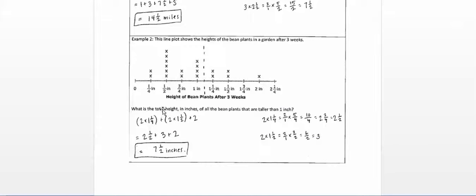Here we're asking what is the total height in inches of all the bean plants that are taller than 1 inch. So what I would do is draw a dotted line down the number line where we say 1 inch. So we're only looking at these 5 values. And then again, I have 2 values that are 1 1/4, 2 values that are 1 1/2, and 1 value that's 2. In this circumstance, I don't have to get common denominators because this turns into a whole number, but sometimes you may have to get a common denominator before you add.